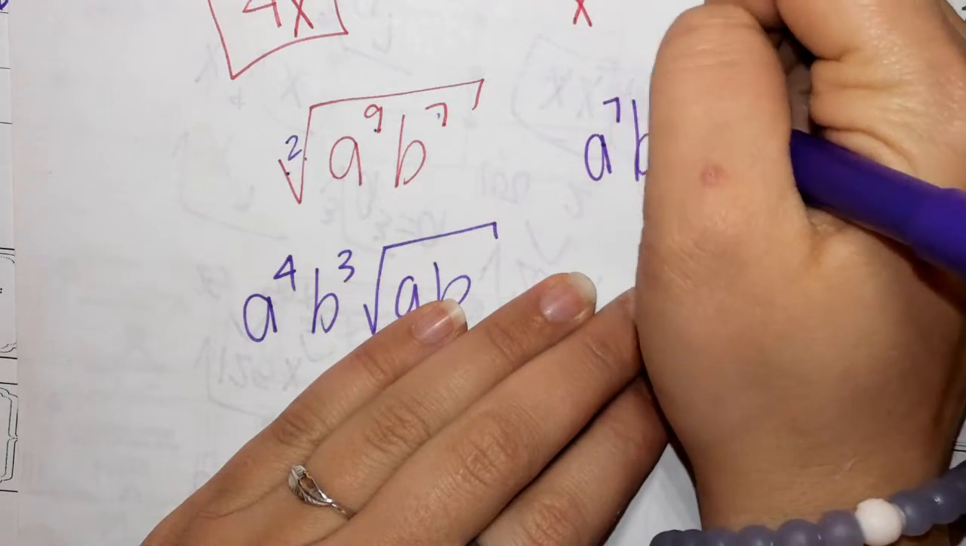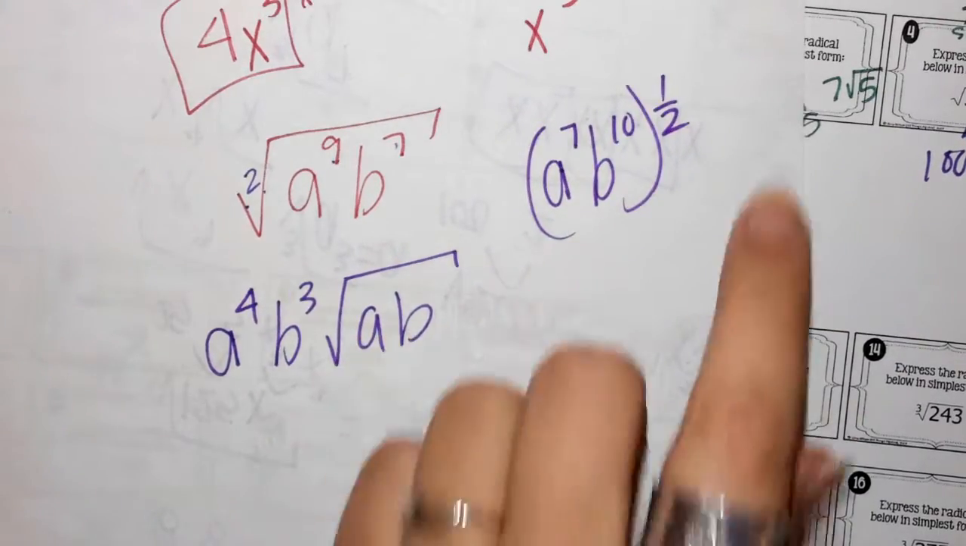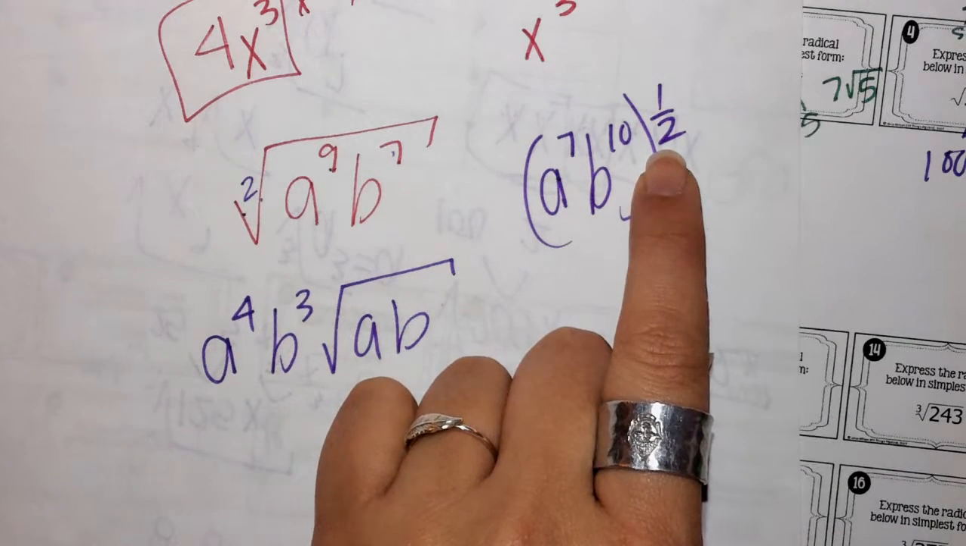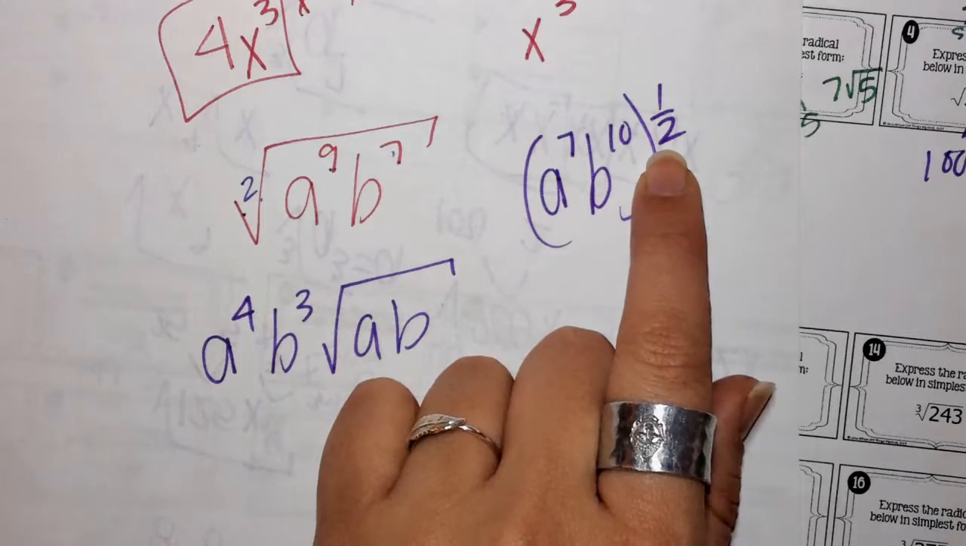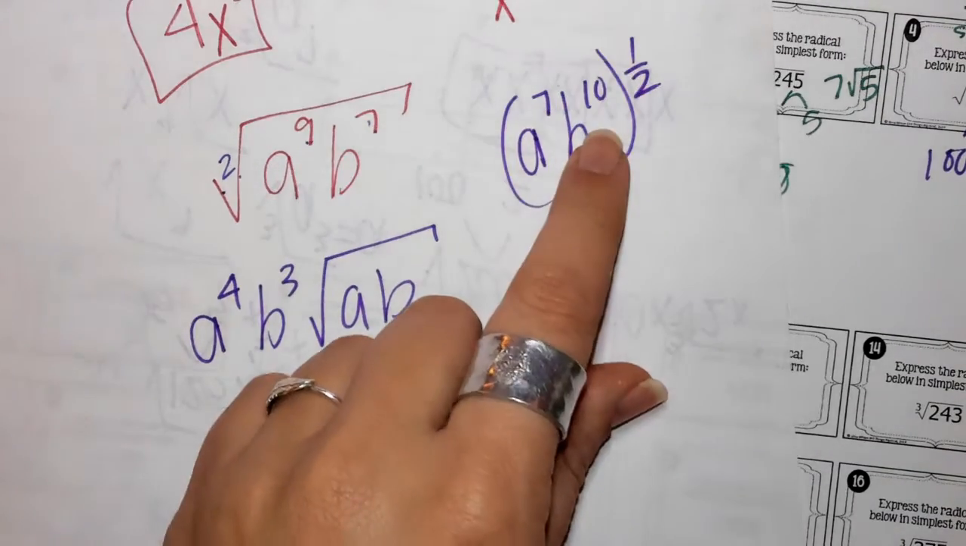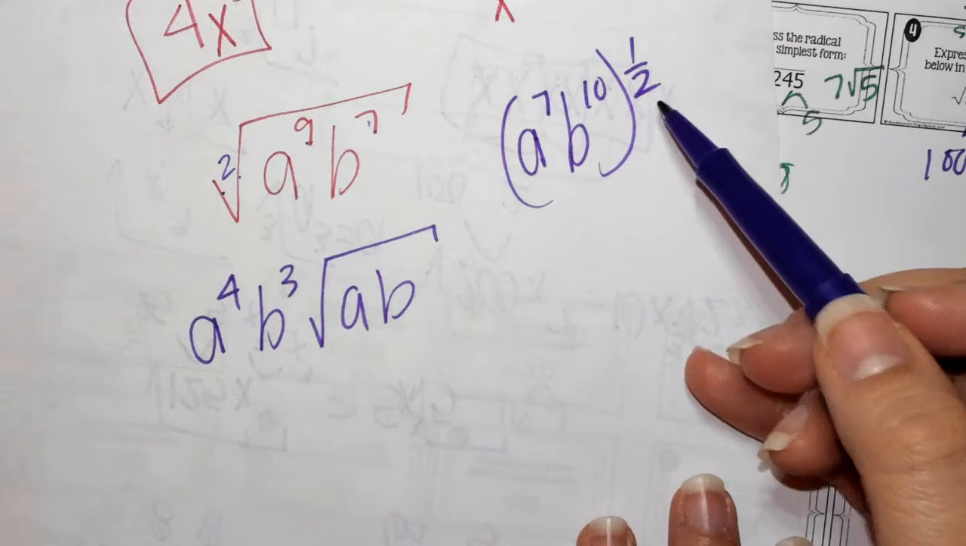So what if I said this? What kind of exponent is this? It starts with an R. Rational. Okay? So if I wanted you to convert this from a rational exponent to a radical, what would we do? Say that again. I want you to convert from a rational exponent to a radical.